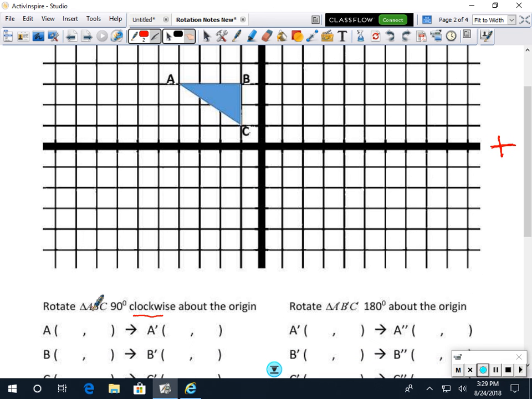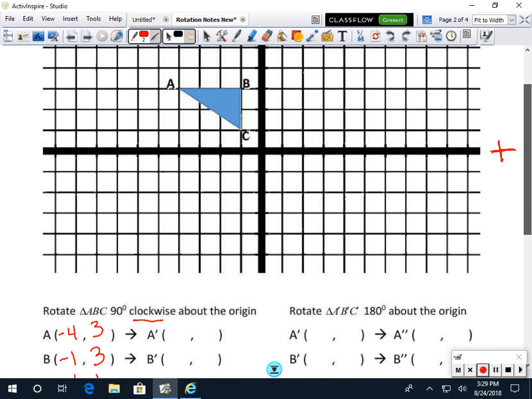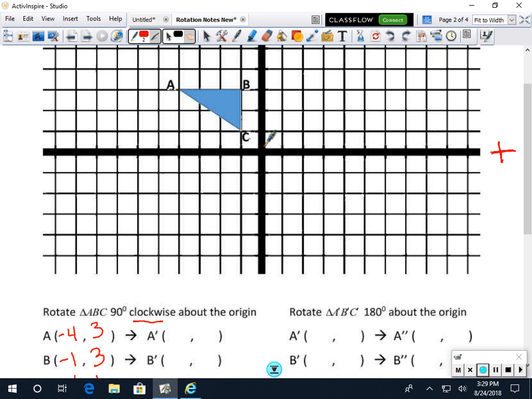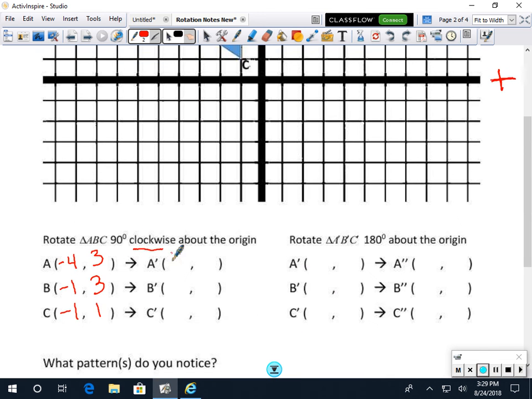So I start with my original coordinates. A is at negative 4, 3. B is at negative 1, 3. And C is at negative 1, 1. I'm going to rotate it 90 degrees clockwise. So I'm going to rotate it once. And I know that both x and y are going to be positive here. So I'm going to switch the numbers and keep them both positive. So A is at negative 4, 3. A prime will be at 3, 4. B is at negative 1, 3. B prime will be at 3, 1. And C is at negative 1, 1. It will end up at positive 1, 1.